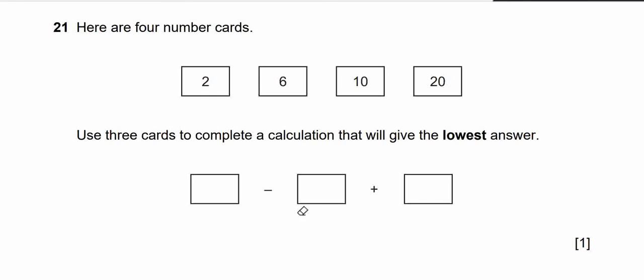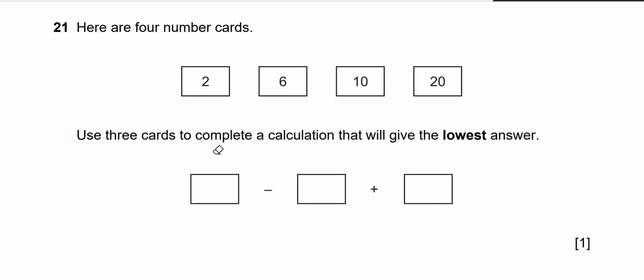Next, question 21 says here are 4 number cards: 2, 6, 10, 20. Use 3 cards to complete a calculation that will give the lowest answer. 10 seconds from now. 10, 9, 8, 7, 6, 5, 4, 3, 2, 1.